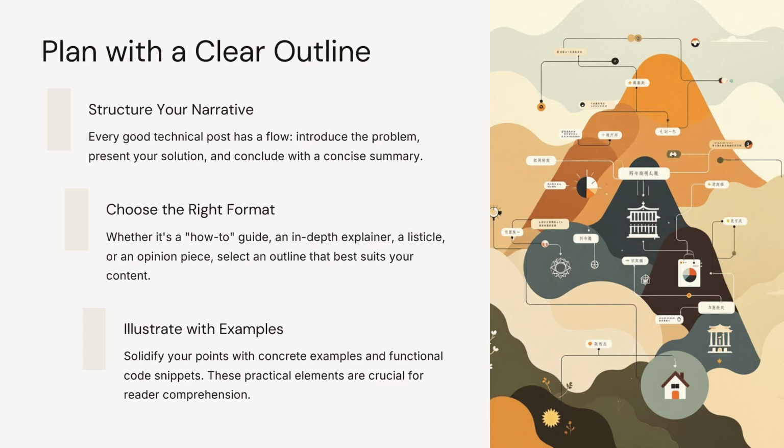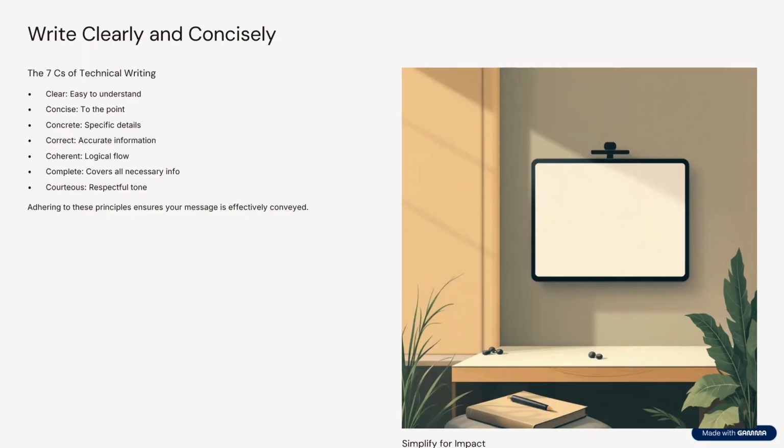Solidify your points with concrete examples and functional code. These practical elements are crucial for readers' comprehension. So, write clearly and concisely, the 7 C's of technical writing.